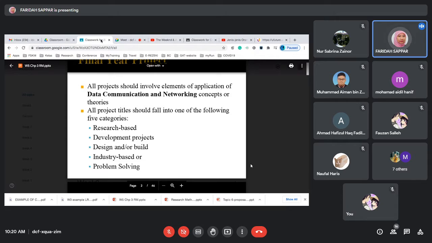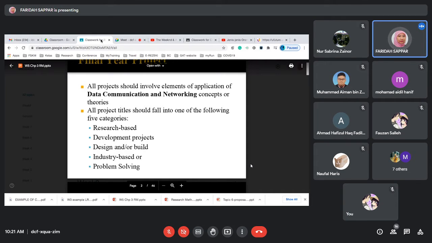Alright, okay, kita tengok this one. Dia kata all project should involve elements or application on the data communication and networking concept, and also kita tengok in term of anything to do with the data communication and also the network. Mesti kena ada network dengan data communication. Untuk 245 kita tak fokus on you buat application. So kita akan tengok on the data communication, you guna protocol ke, you guna network performance, you buat testing kan, and also network. So you need to detail out your punya architecture tu.